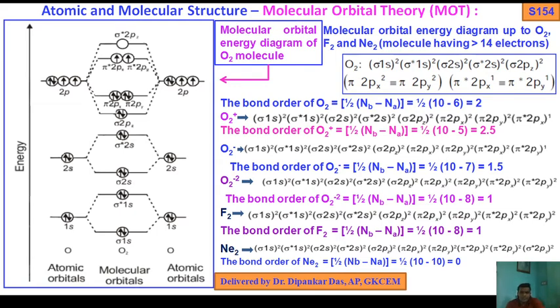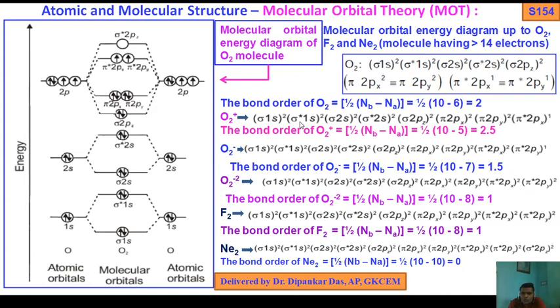But in case of O2 plus, it loses one electron, which goes from either pi star 2px or pi star 2py, because these are two degenerate orbitals. One can write pi star 2px 1 and pi star 2py 0, right answer. One can write pi star 2py 1, pi star 2px 0, same thing, no problem.